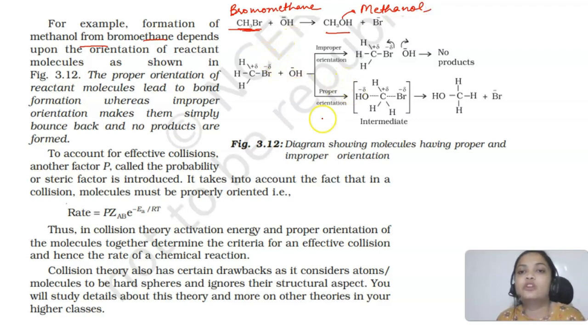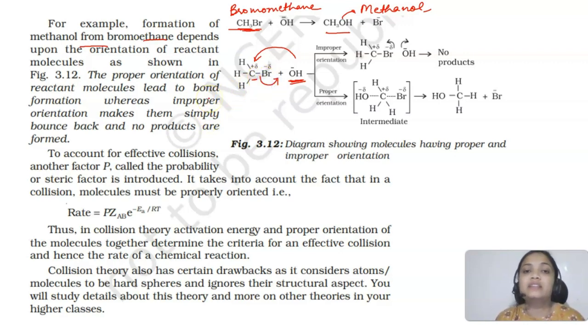Now you can see what is the proper orientation and what is the improper orientation. When you study organic chemistry, you will see that the attack of OH happens on this carbon. This is a nucleophile. This is a nucleophilic substitution reaction actually. So this nucleophile will be attacking the carbon and this bromine will leave from here.